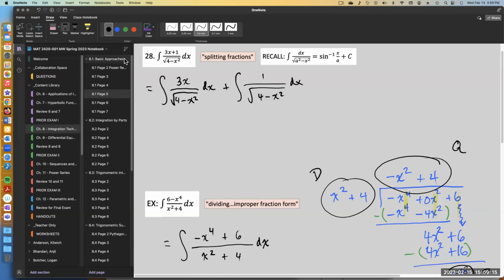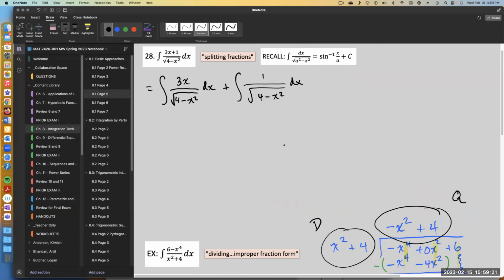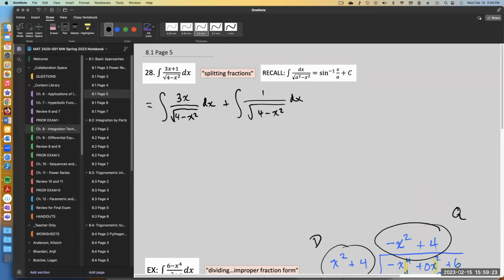Now, when we look at this setup here, the second integral is an arc sine. And with this arc sine, we've got the formula right there. We could go through factoring out the four like I did below, but I don't want to focus on that part of it. So let's just use the formula for this one. But this first integral, what technique can we use for that integral?